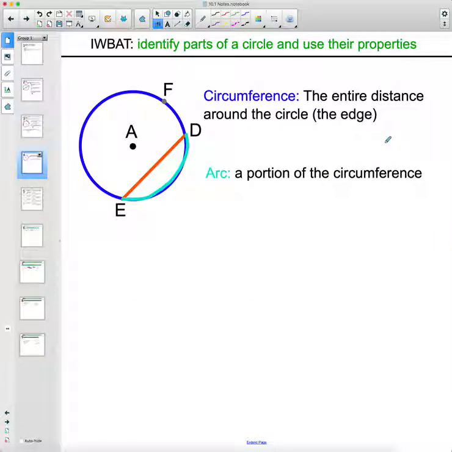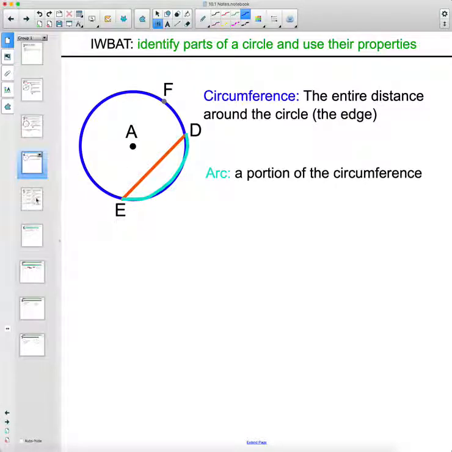Then we have the circumference. So circumference is just all the way around the circle, okay? The entire distance around the circle, all the way, okay? And it's a linear length, so measured in feet, inches, yards, centimeters, that kind of thing, so the distance around it. An arc is just part of the circumference, okay? So just a little chunk of the circumference. So if you thought of this as a pizza or a pie, an arc would be just the crust, okay? So just a part of the crust.